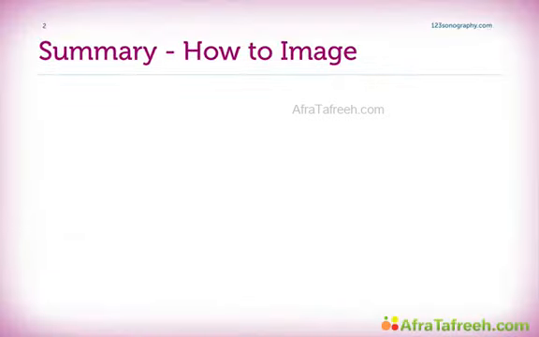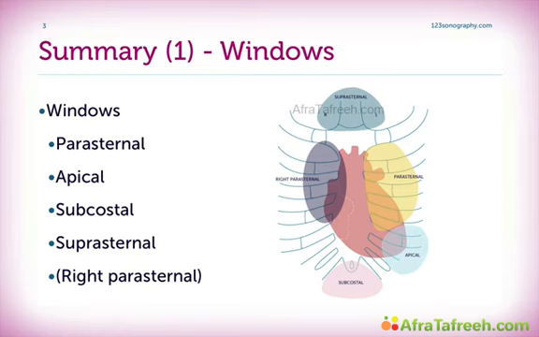So let's summarize the chapter on how to image. There are several windows from which you can view the heart: the peristernal, the apical, the subcostal, which should be performed exactly in that sequence. And then you have additional views, such as the suprasternal view and the right peristernal view, which have their applications in certain clinical situations.